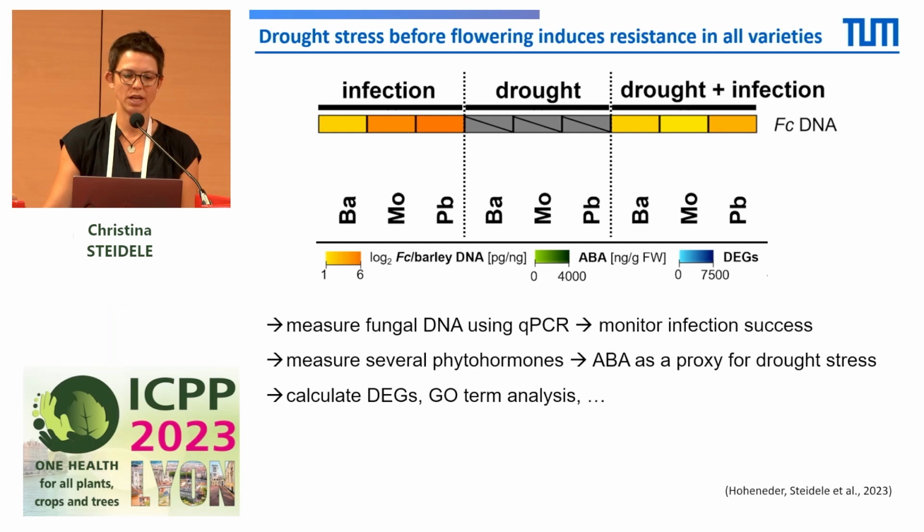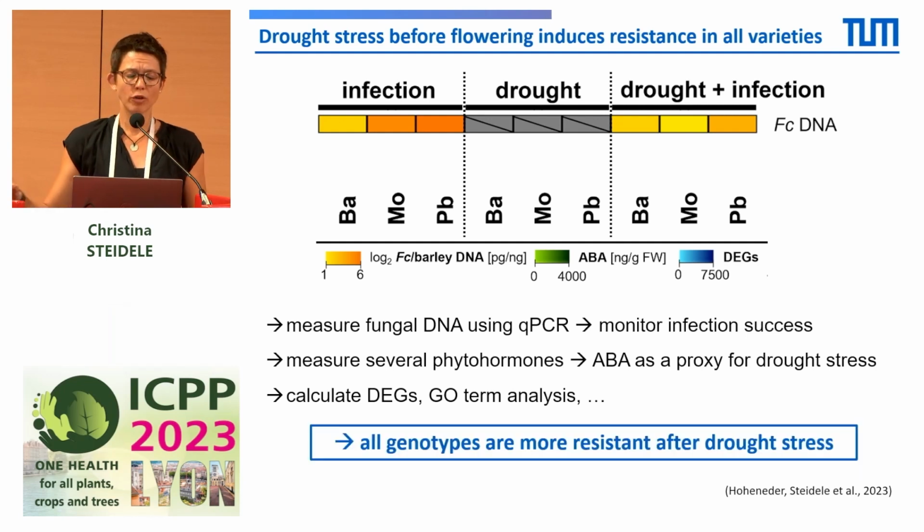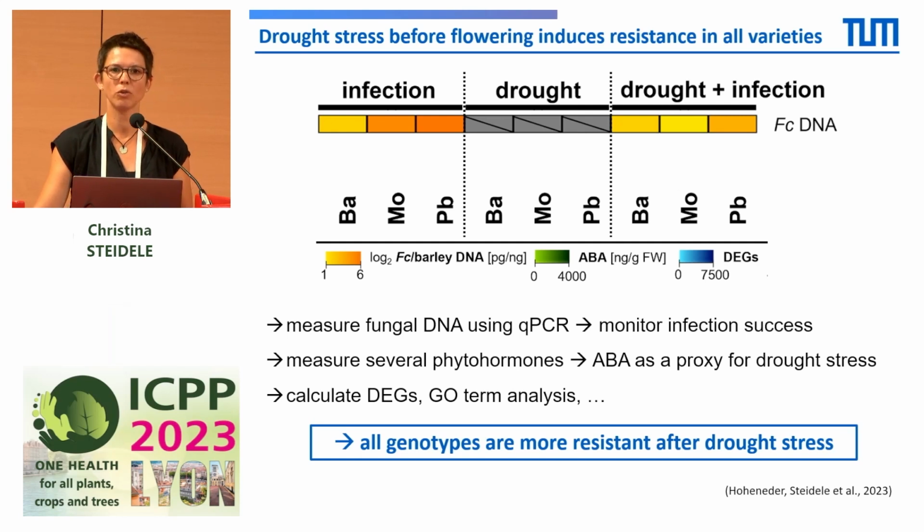Of course, we have also calculated differentially expressed genes and also done GO term analysis. Overall, what we can observe throughout the whole experiment is that all genotypes are more resistant after drought stress. So this was kind of a surprise. You would probably expect that if a stressed plant is infected, it will be more susceptible. But in this case, all genotypes showed a reduced amount of fungal DNA after they have suffered drought stress before.